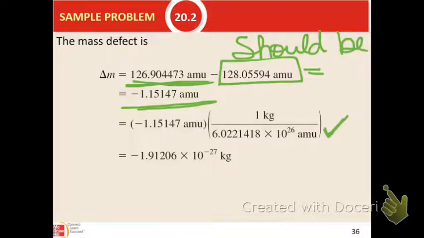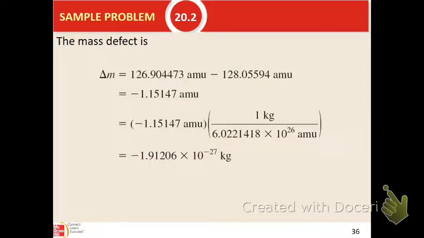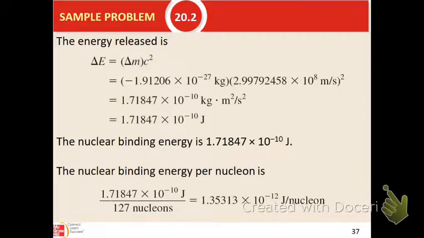Here's the conversion to change from AMU to kilograms. So this is how many kilograms it is. It's tiny, but we're talking about the mass of a single nucleus. So 1.9126206 times 10 to the negative 27th kilograms. That's the difference between the mass that it should be and the actual mass.